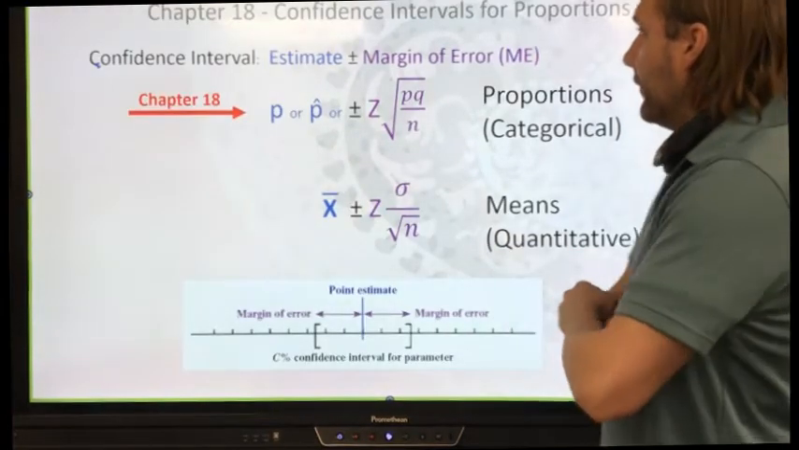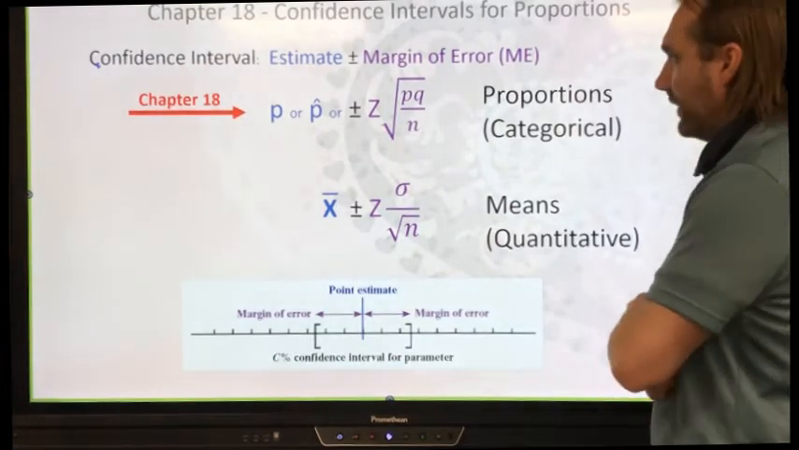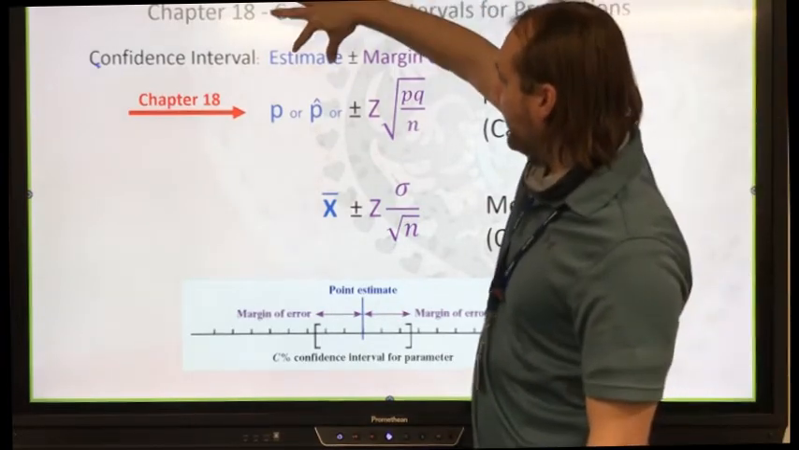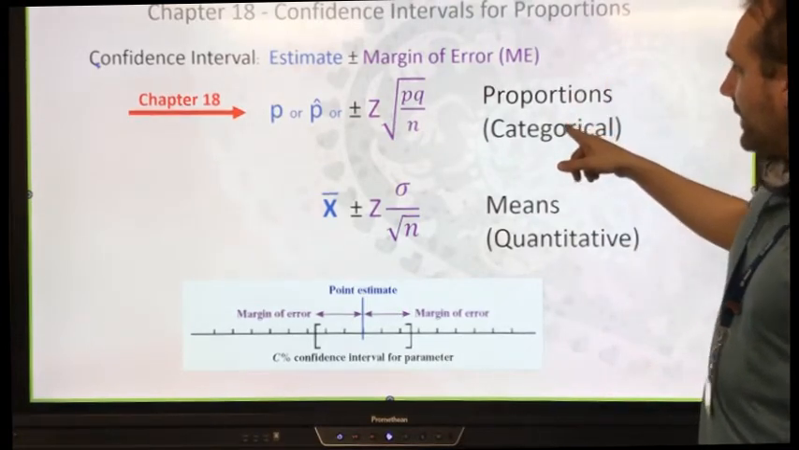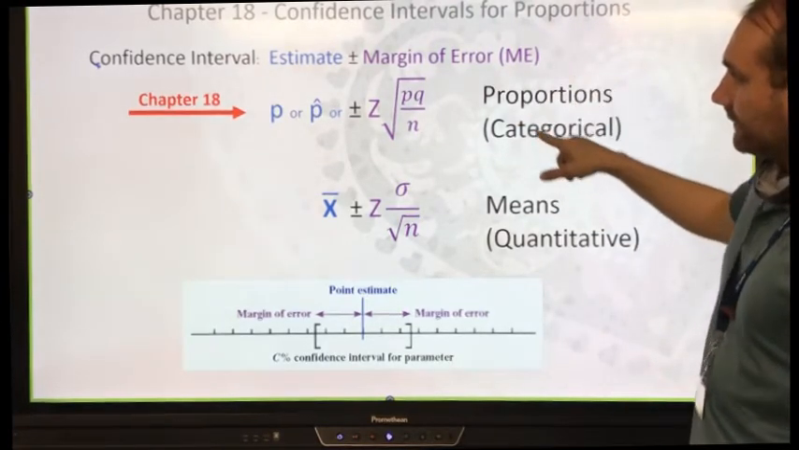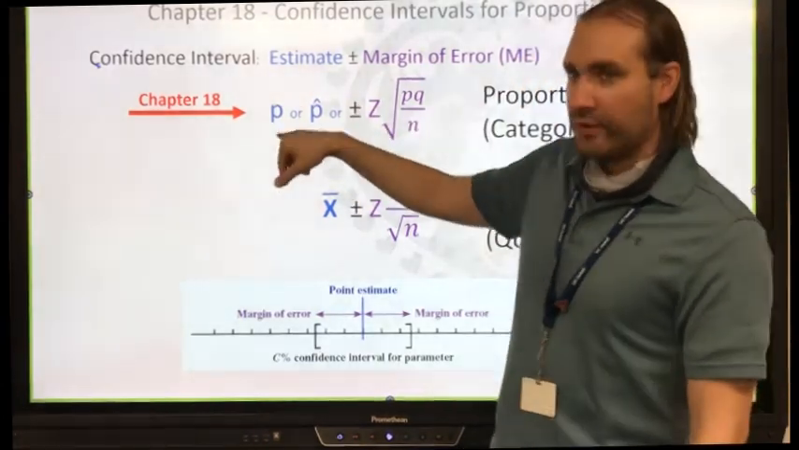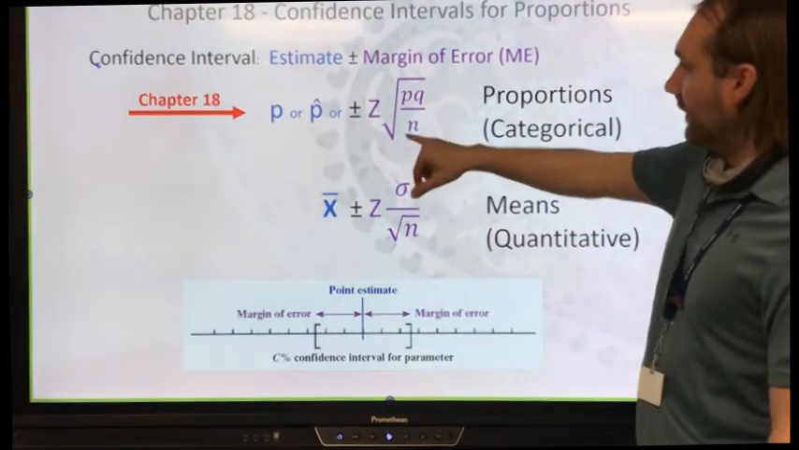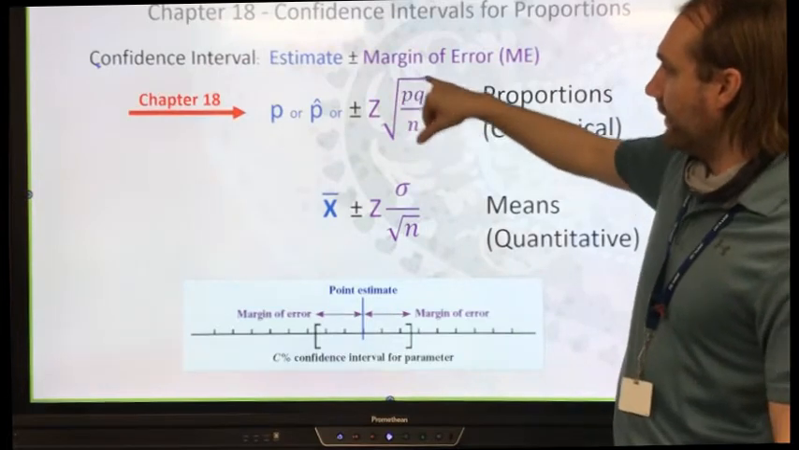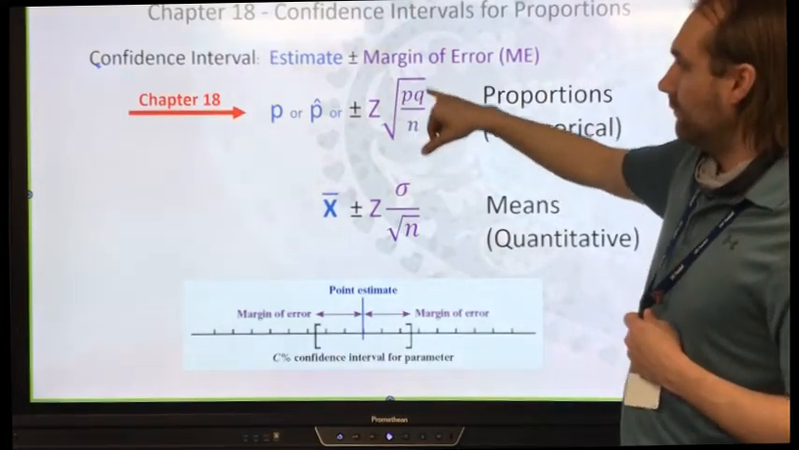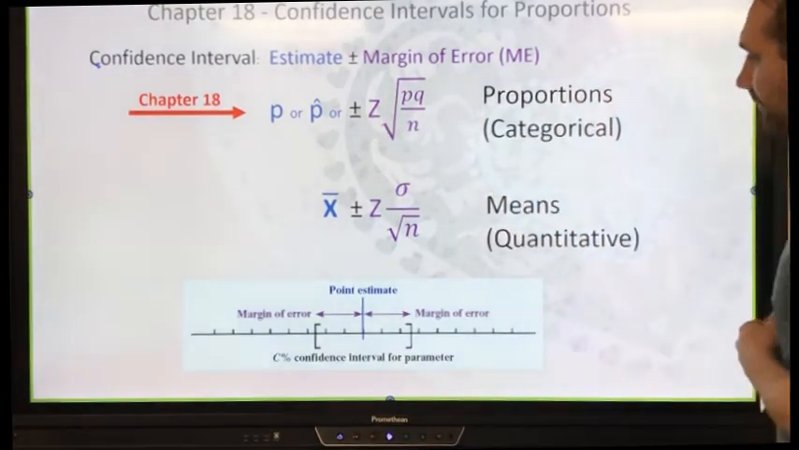All right. So we have, of course, two types of confidence interval formulas. But the basic formula is your estimate plus or minus the margin of error. For this chapter, we're going to look at proportions, so categorical data. We're going to have our P or P hat, that's going to be our estimate, so our proportion, plus or minus Z, so our Z-score, times, what is this? Square root of PQ over N. Standard deviation, very good. So plus or minus Z times our standard deviation.